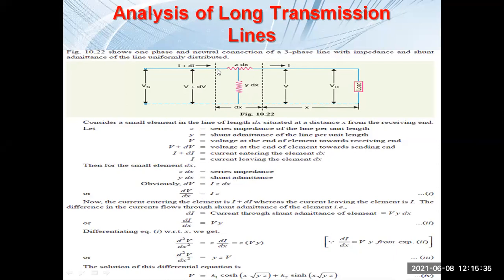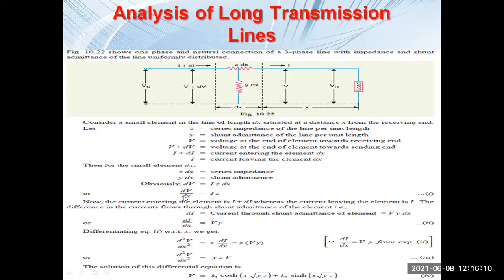Now dV is the voltage drop. This voltage drop is caused by which current? I amount of current is flowing through this section, so this will be I into Z dx. So dV by dx will be I into Z. Similarly, the current dI is flowing through the shunt path, which is a capacitive element. So voltage into admittance will be the current, so this will be V into Y dx. So dI by dx will be V into Y.